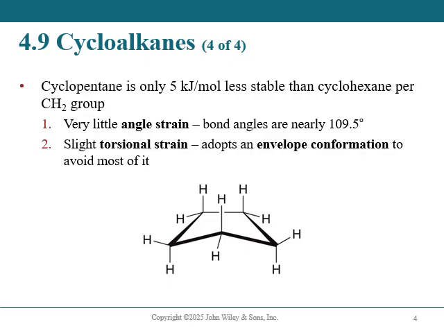Moving on to cyclopentane, you have more carbon atoms forming that ring, so you have a little bit more freedom. The consequence is that cyclopentane is only 5 kilojoules per mole less stable than cyclohexane per methyl group. Very little angle strain. You're almost at that 109.5 degree ideal angle. I think it's 108. Slight torsional strain.